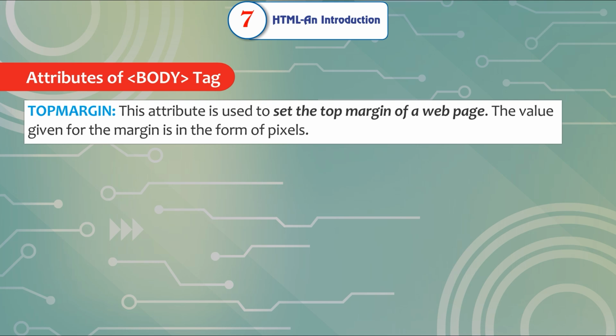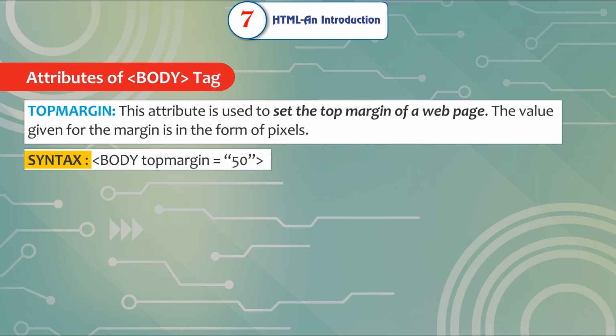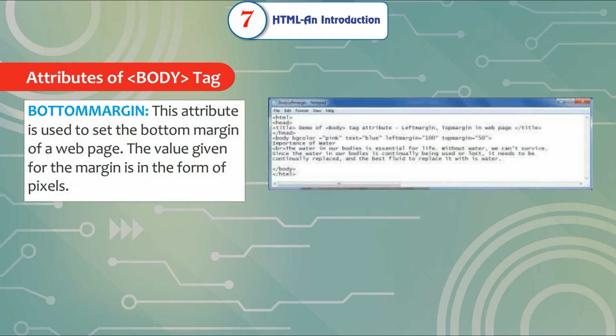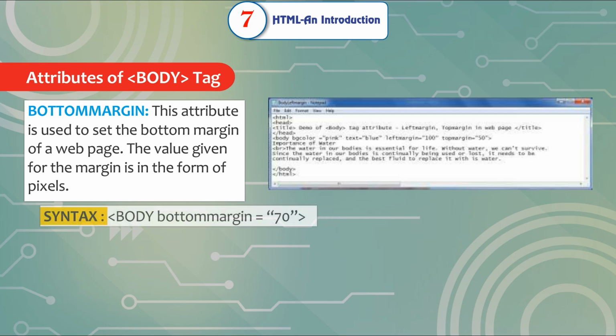Topmargin. This attribute is used to set the top margin of a web page. The value given for the margin is in the form of pixels. Syntax: <body topmargin=50>. Bottommargin. This attribute is used to set the bottom margin of a web page. The value given for the margin is in the form of pixels. Syntax: <body bottommargin=70>.